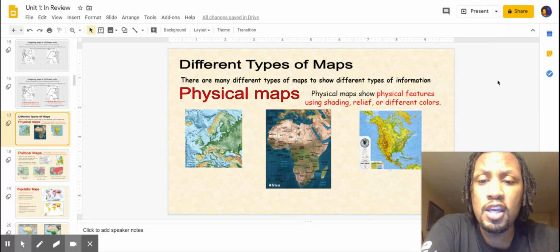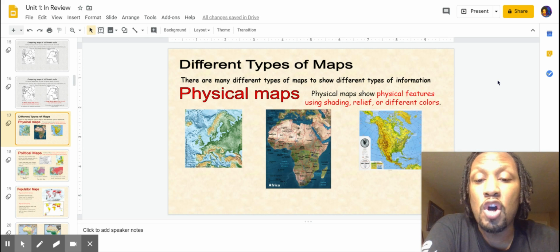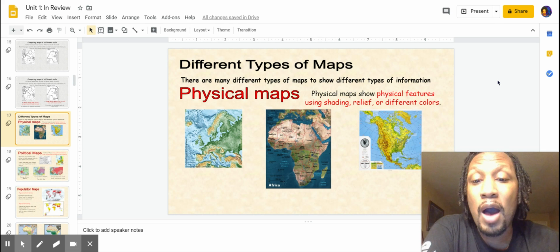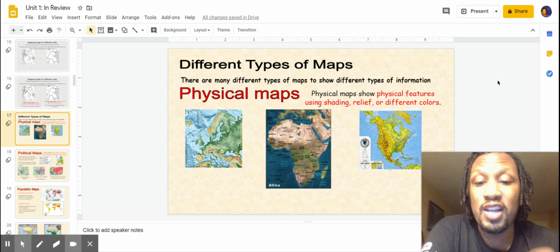For instance, in the first map, there are several things that I see. So number one, I see oceans, I see seas. I also see mountain ranges. I also see plains. I also see forest area. I also see desert.